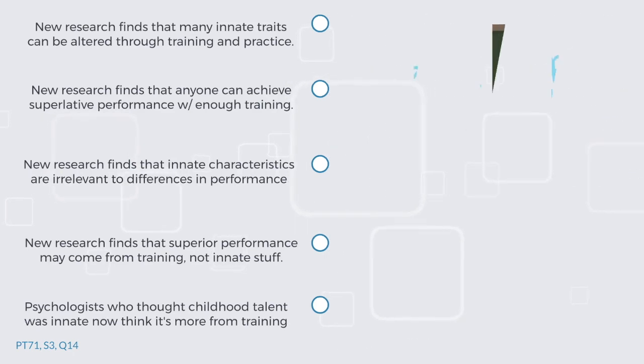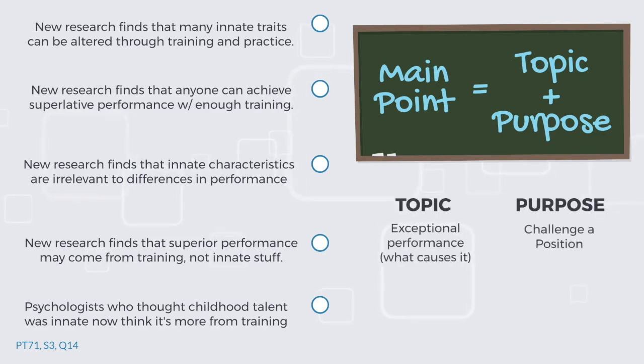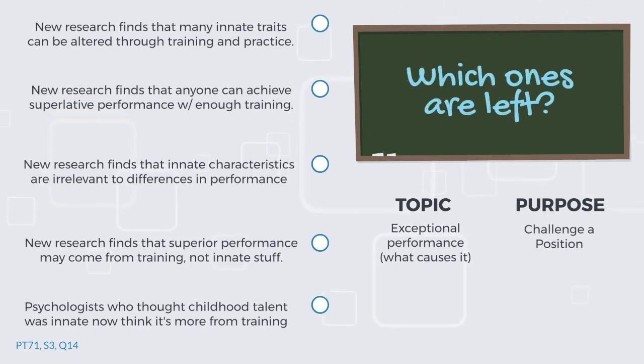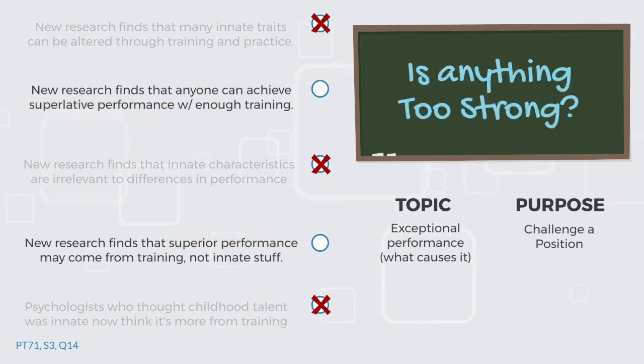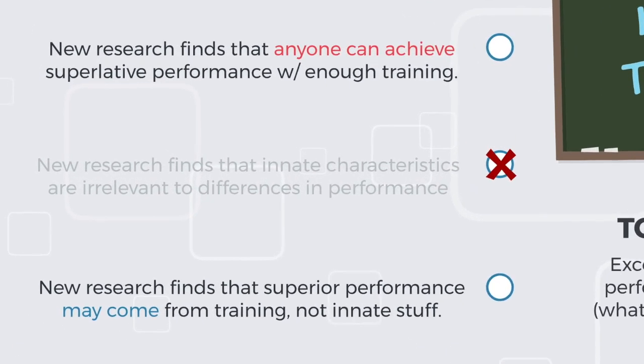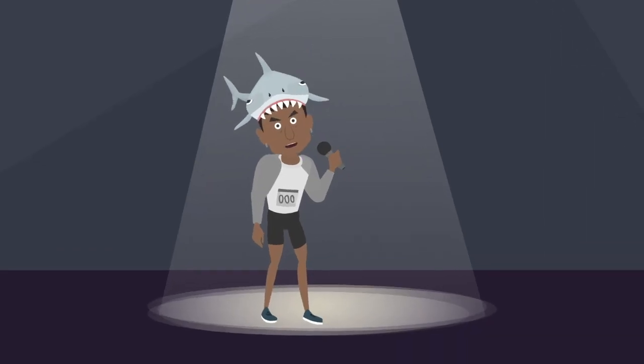Okay, so we've got to be sure of what we're looking for so that we can be decisive. The topic is superior performance, what causes it? And the purpose was to challenge the idea that it's innate and say instead, no, it's more like training and adaptations. So the only main clauses up here that are talking about superior performance are B and D. That quickly whittles us down, and then we might ask, is there anything too strong? Any details off? B is saying anyone can achieve superstar performance with enough training. Is that right? Did we say something that strong?